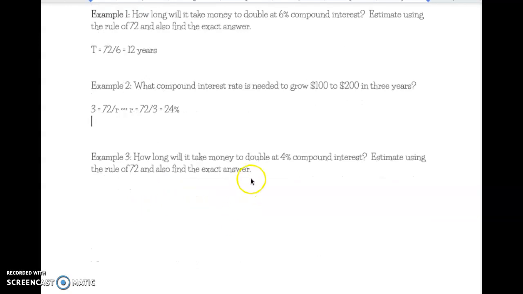All right, one last example. How long will it take money to double at 4% compound interest? Well, T is going to be equal to 72 divided by 4 because that is our compound interest rate, and it's going to end up equaling 18 years to double.